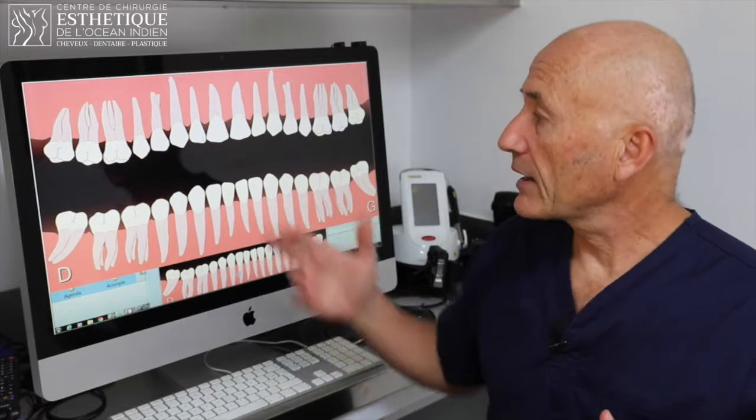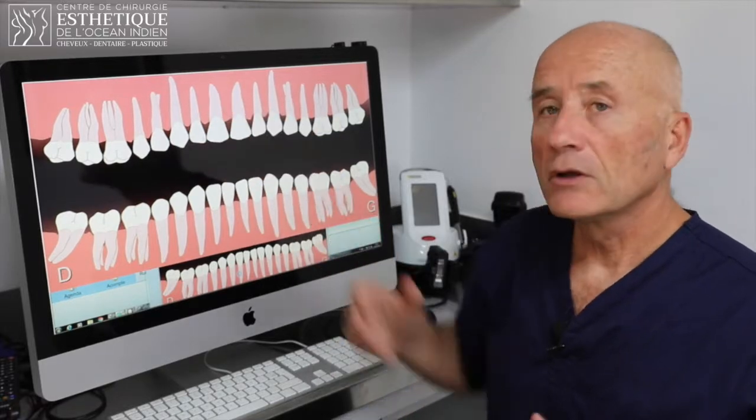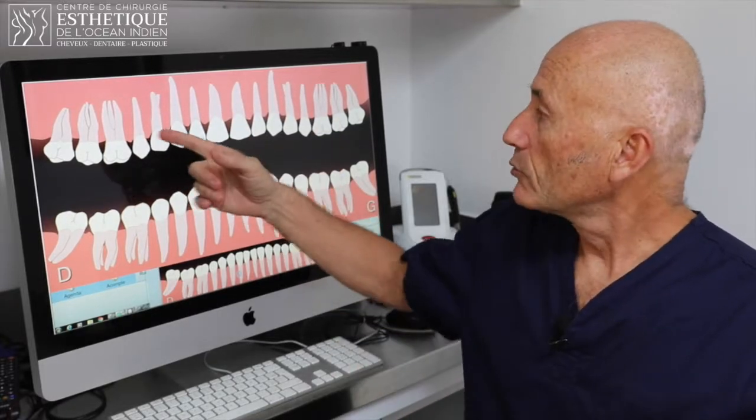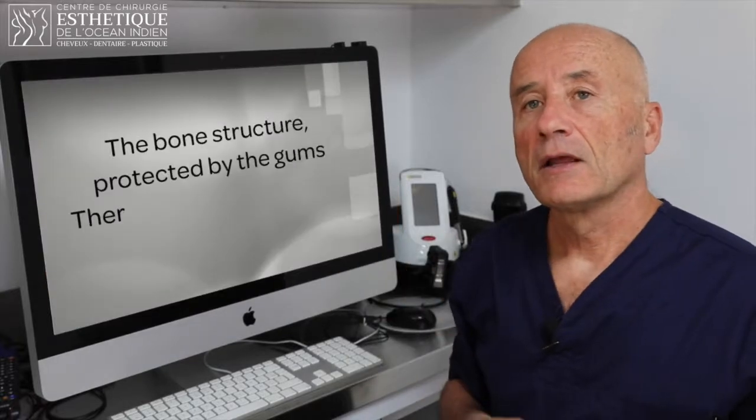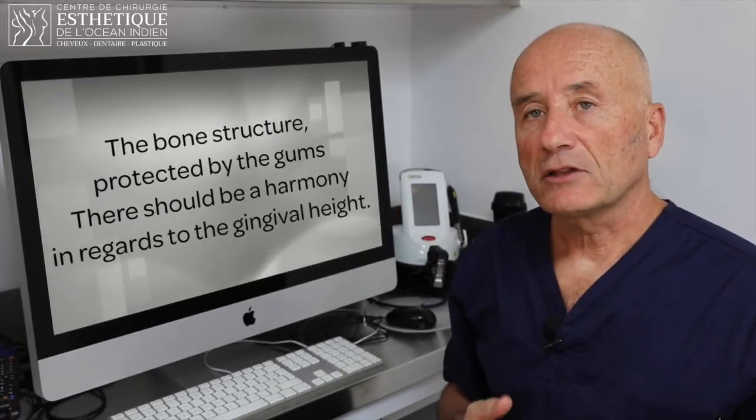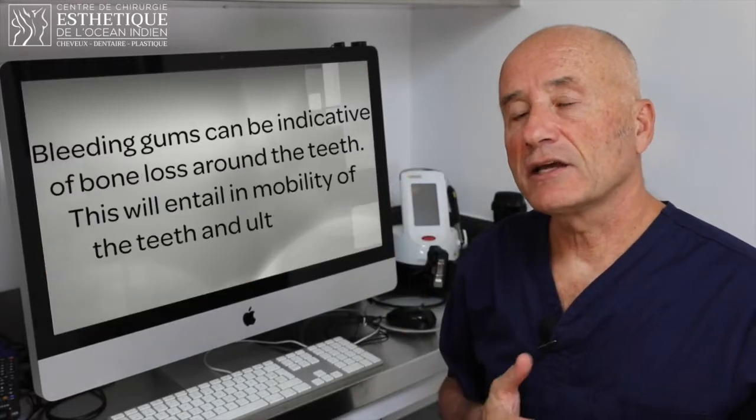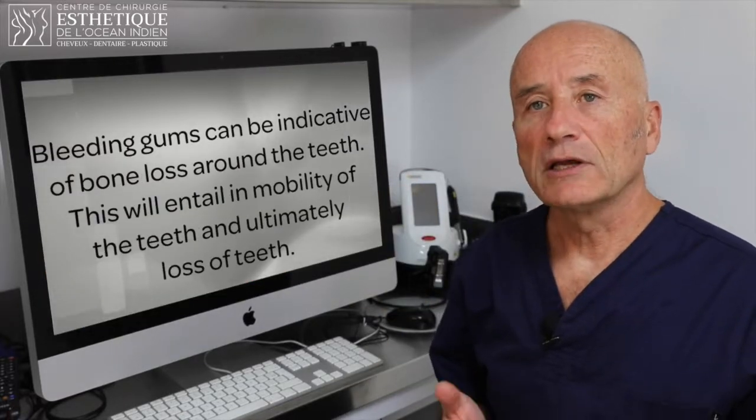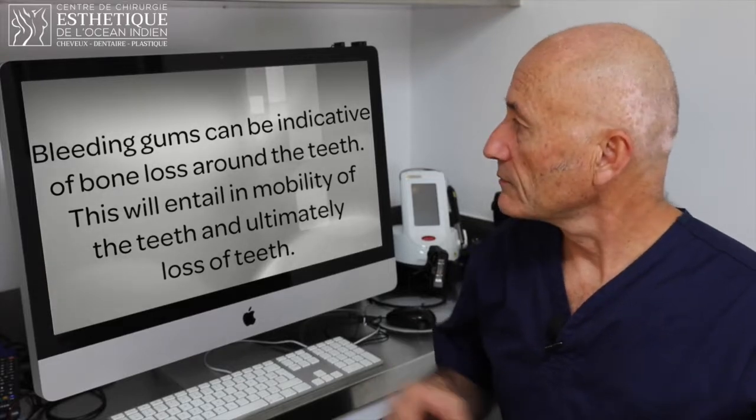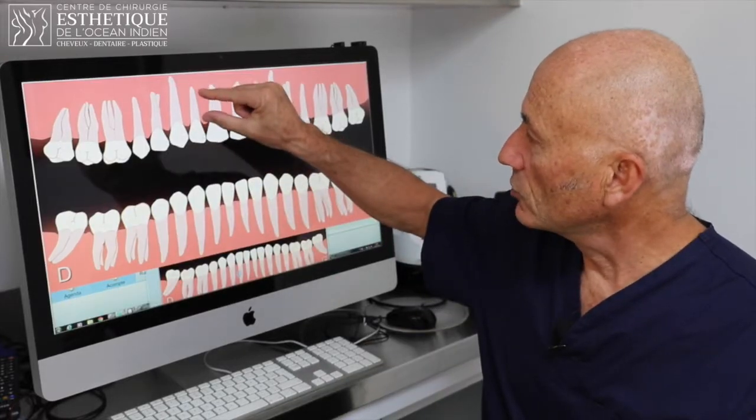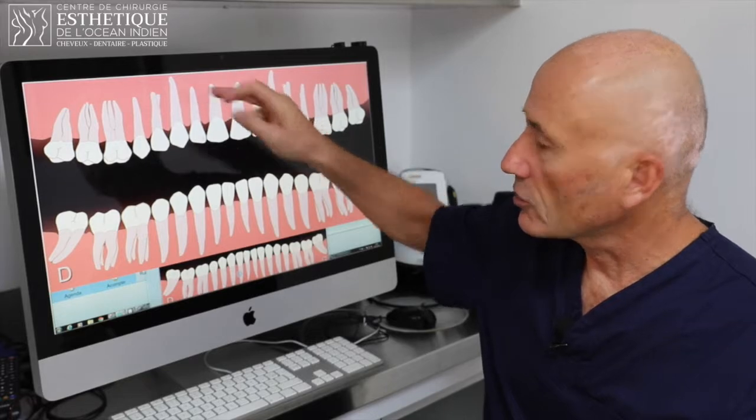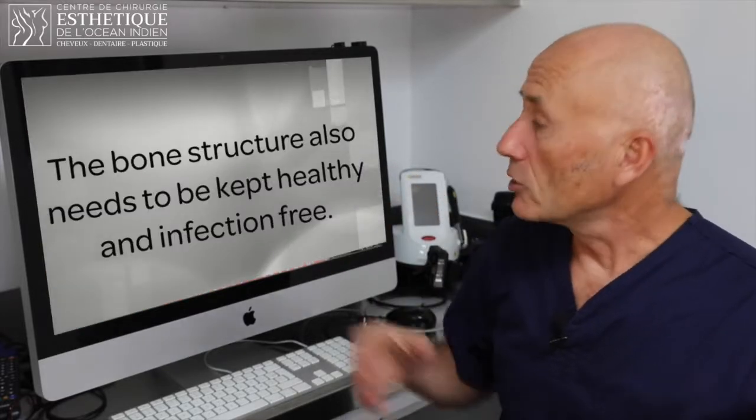The bone structure, protected by the gums. There should be a harmony in regards to the gingival height. Bleeding gums can be indicative of bone loss around the teeth. This will entail mobility of the teeth and ultimately loss of teeth. The bone structure also needs to be kept healthy and infection-free.